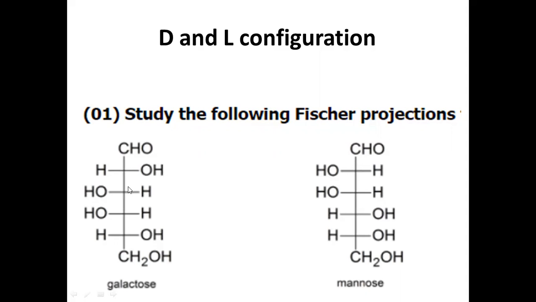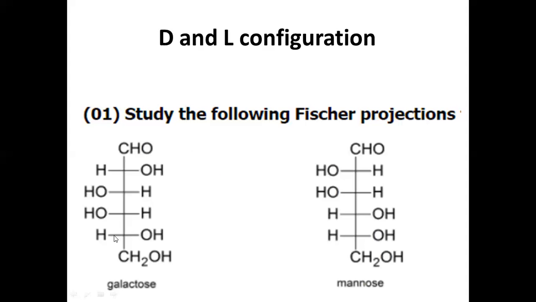Okay, so both structures are actually D. They have the configuration D. D simply stands for dextrorotatory. So these molecules are able to rotate the plane of light to the right. The levorotatory ones rotate the plane of light to the left. It's from levo and dextro. So now how do you know that?